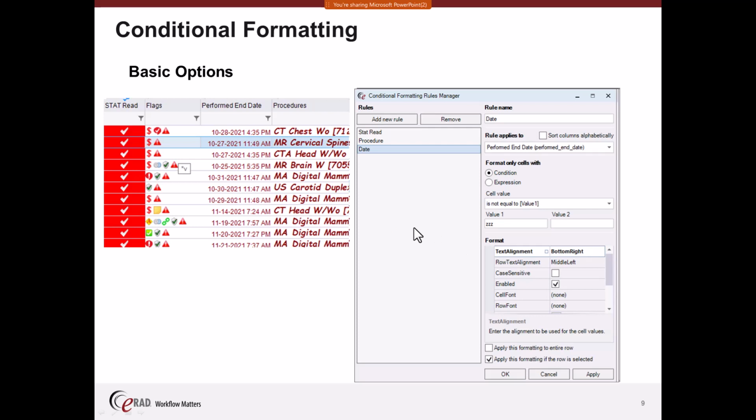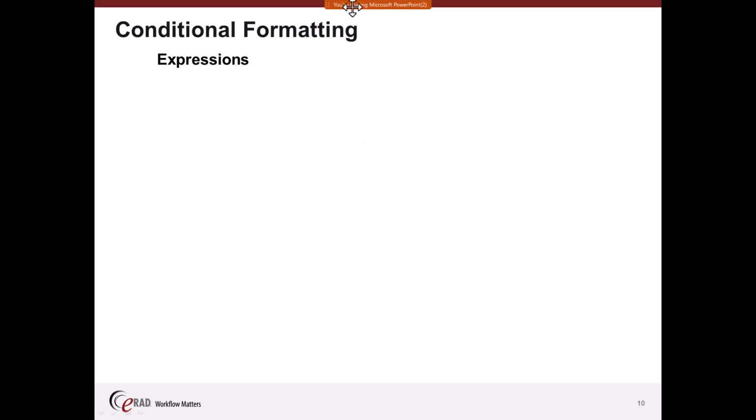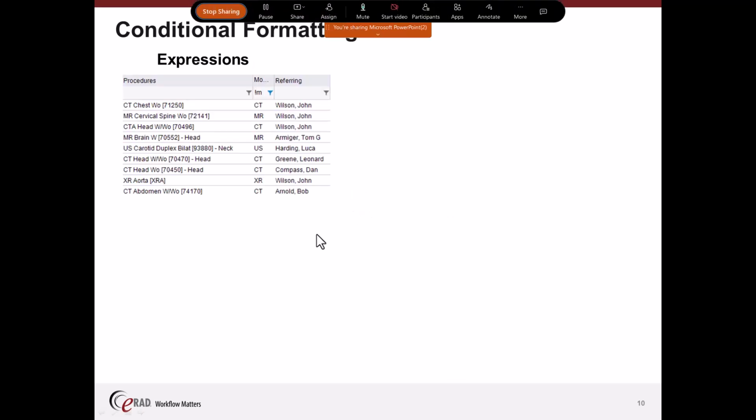But let's say, for instance, we want to do something a little different. Maybe we have some values we want to highlight in one column, and we're going to talk about expressions as a way to do this. Let's say I have my list here, and I don't want to highlight the referring, but perhaps I have this off my list somewhere and I don't see who the referring is. But maybe everything that Dr. John Wilson here has done, I want to see everything that this referring does and just highlight the procedure column, right? So there's not an easy way to do that just from the basic rules. We have to use what's called these expressions, right?